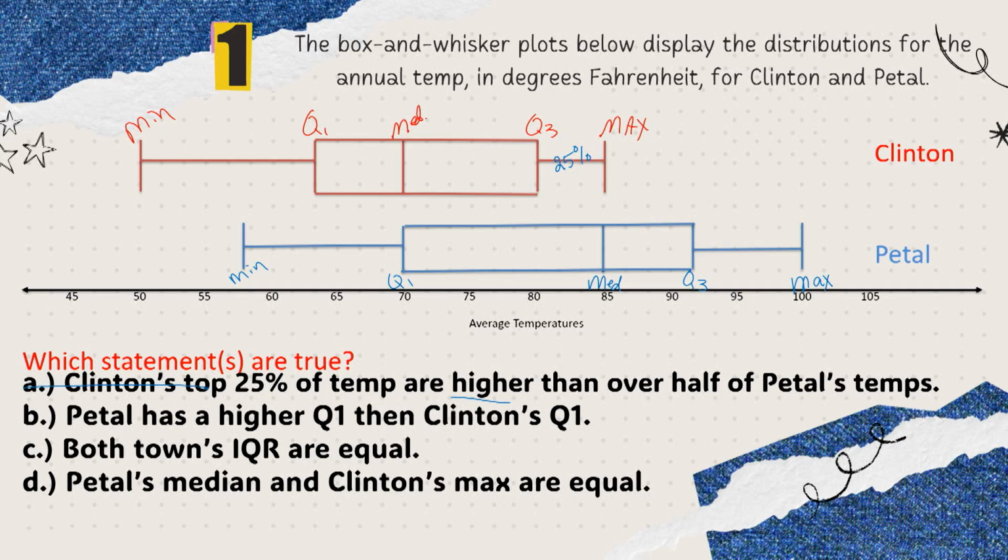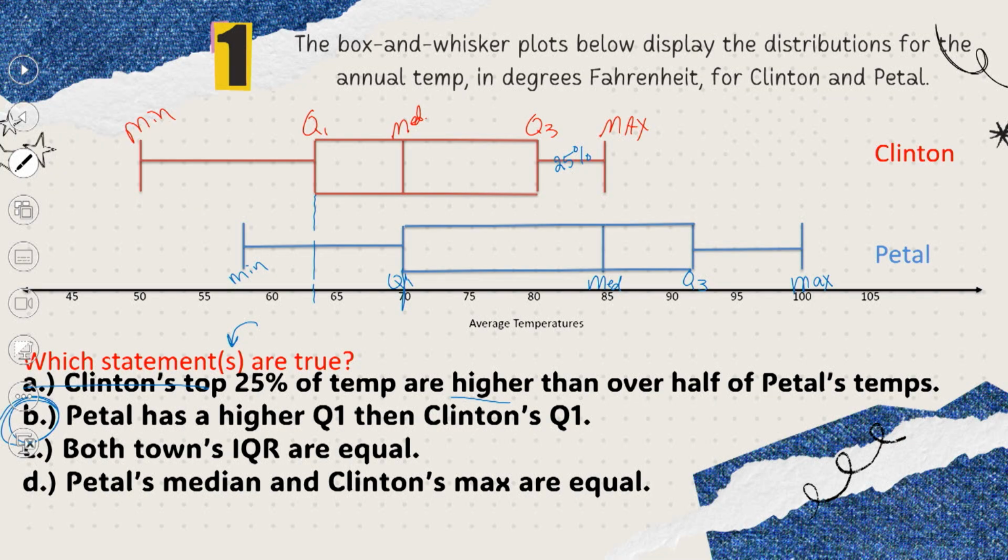Let's look at B. Petal has a higher Q1 than Clinton's Q1. So Petal's Q1 is at 70 and Clinton's Q1 is about what, maybe 63? So that is true. That is an answer. Let's keep going, because we always want to make sure that there's not going to be more than one. Next, both towns' IQRs are equal. So let's figure out these IQRs.